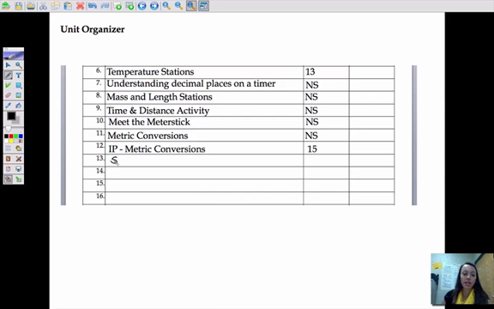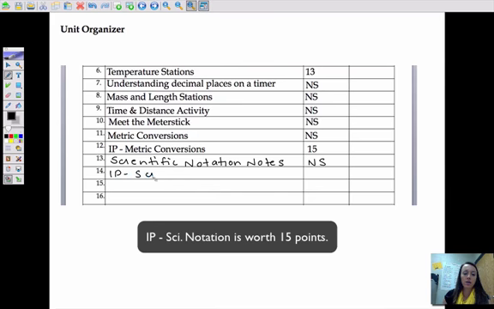So the first thing I need you to take out is your green unit organizer, and in slot 13 you're going to say scientific notation notes. And you're going to get no score for that. And then in slot 14, you're going to say independent practice, IP, scientific notation.